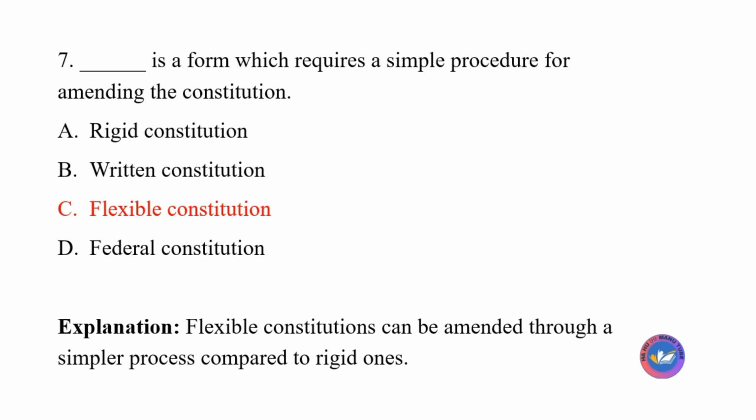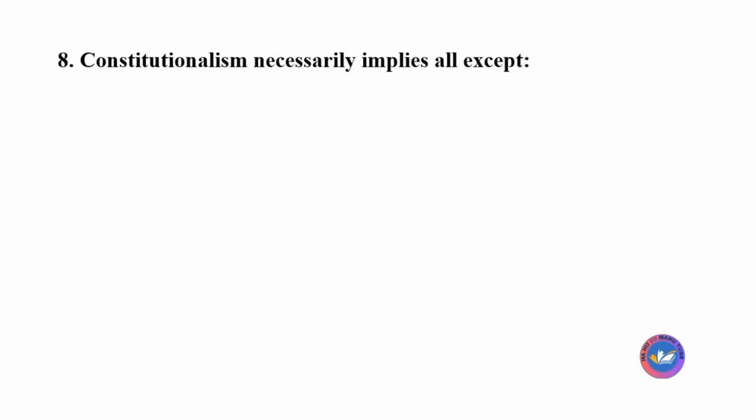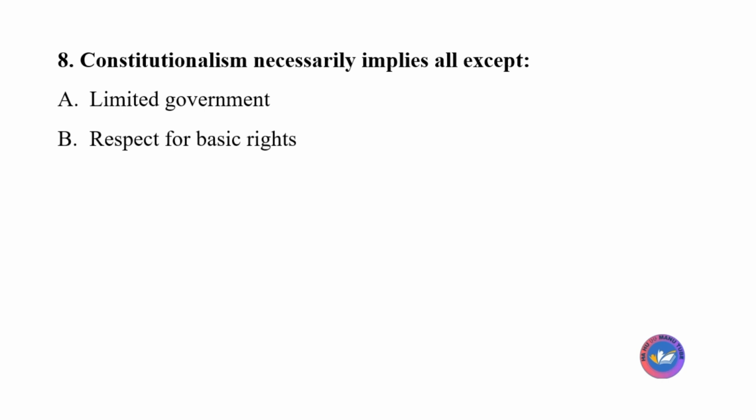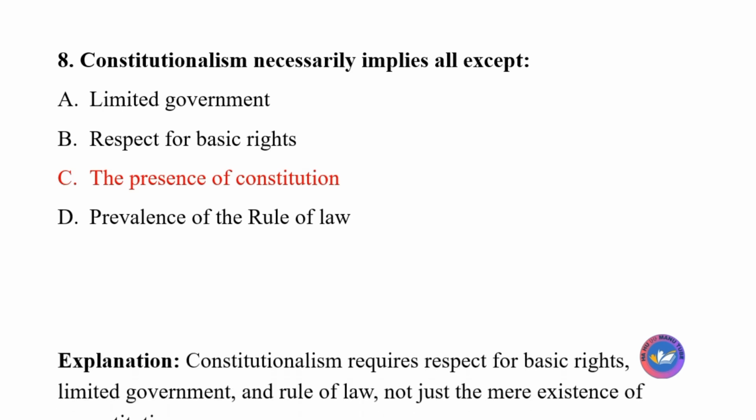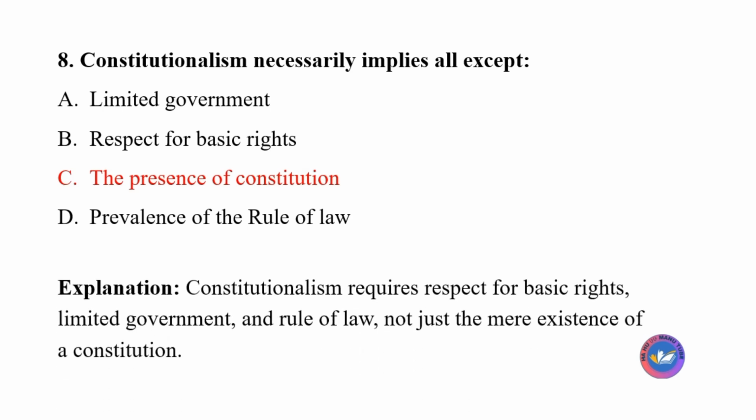Question number 8. Constitutionalism necessarily implies all except A. Limited government, B. Respect for basic rights, C. The presence of constitution, D. Prevalence of the rule of law. The answer is the presence of constitution. Constitutionalism requires respect for basic rights, limited government, and rule of law, not just the mere existence of a constitution.